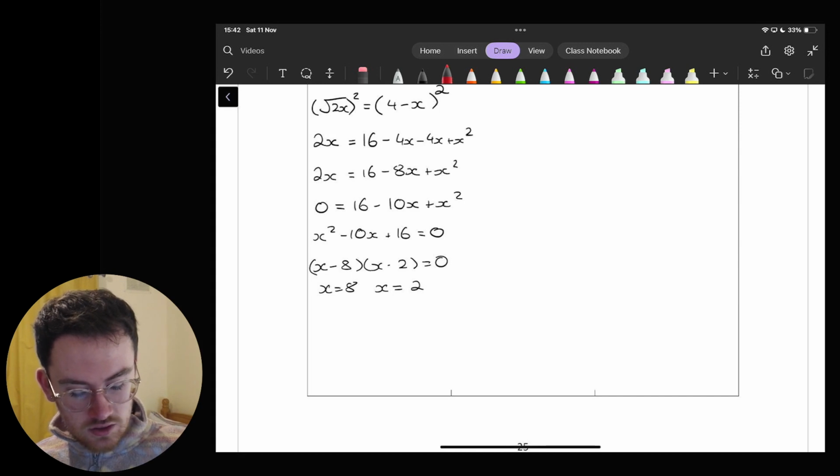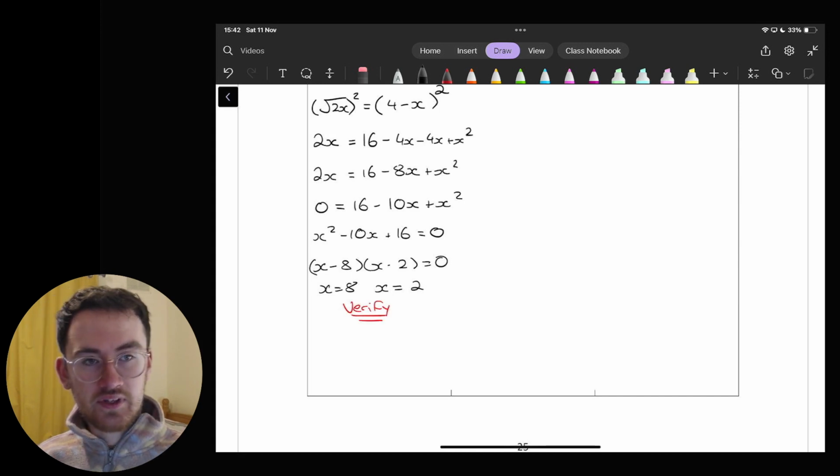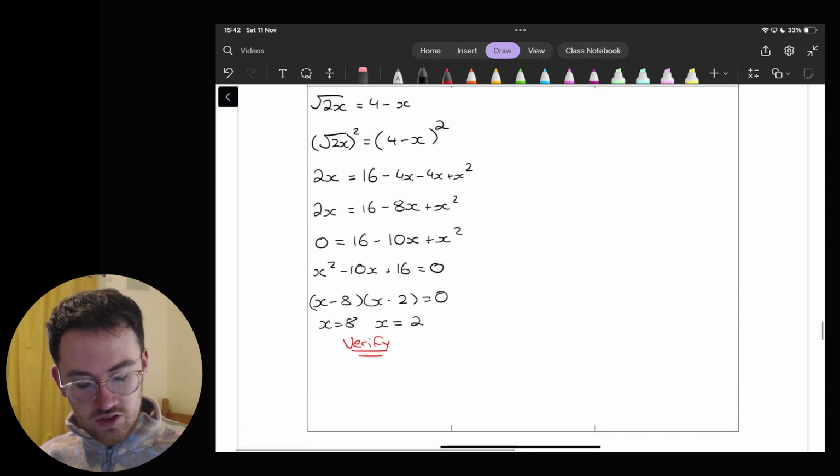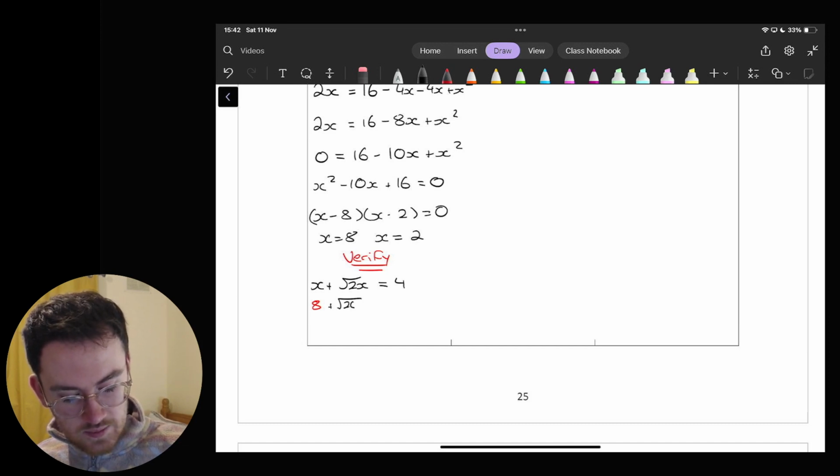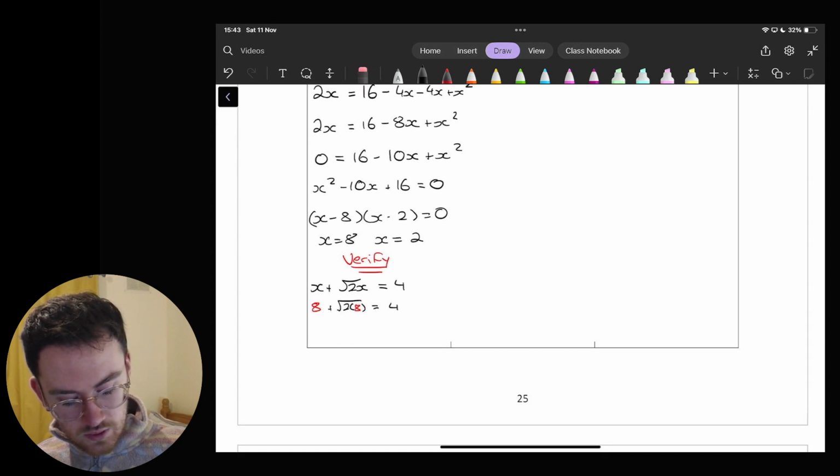Now I need to verify or check my answers. So we're going to sub them into the original equation, x plus root 2x equals 4. Let's start with 8. So 8 plus root 2 times 8 equals 4. Well, does it?